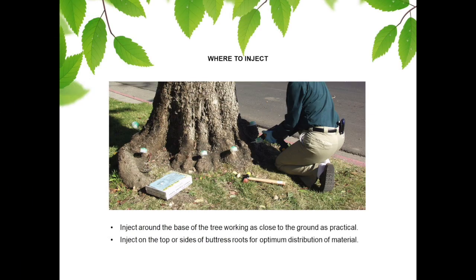Where to inject. Many years have been spent evaluating the best placement of the capsules on the tree. From these years of trial and error, Mauget has established the best placement of the microinjection capsules and other injections. Inject around the base of the tree, working as close to the ground as practical. Inject on the top or sides of buttress roots for optimum distribution of material.